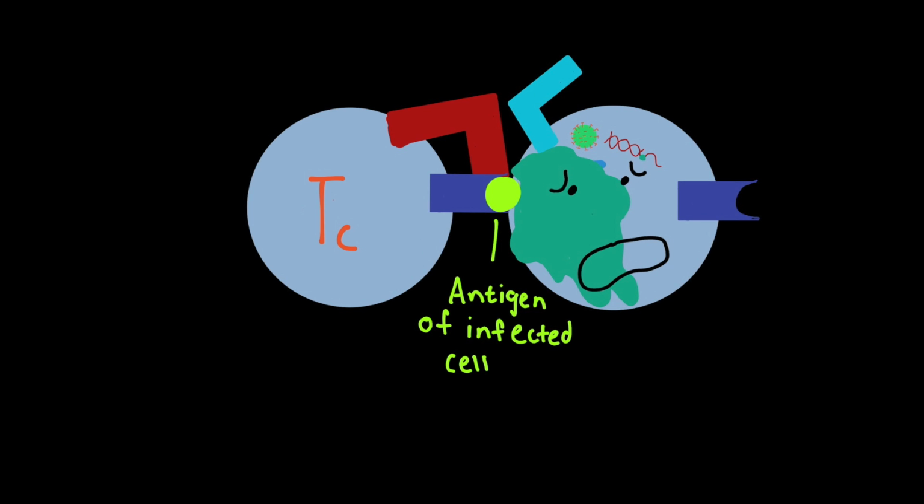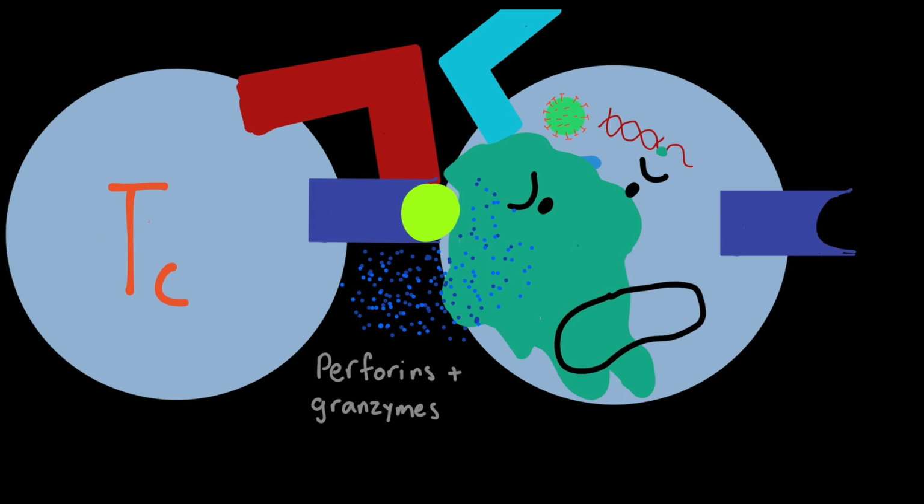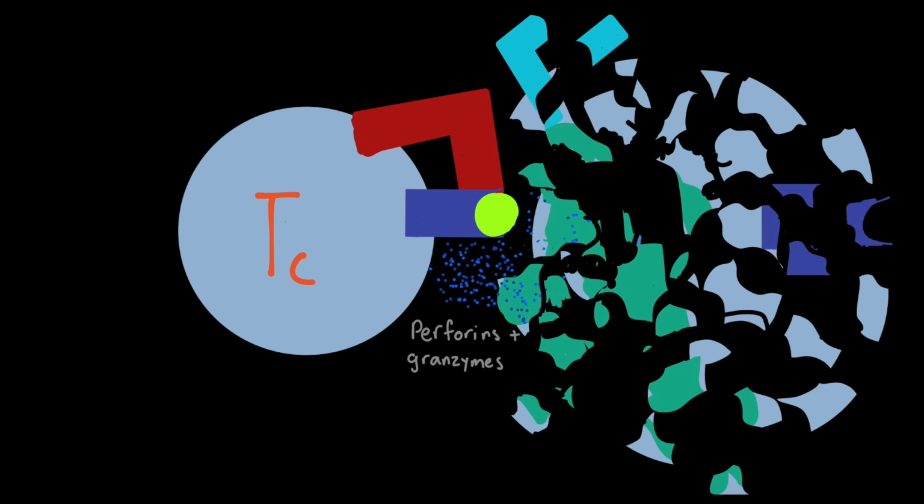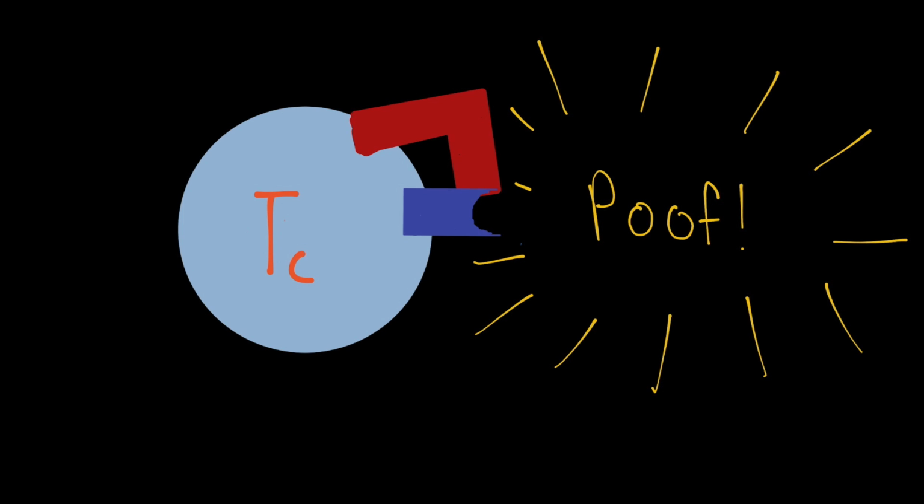After recognizing the antigen of an infected cell, cytotoxic T cells will release a burst of chemicals aimed at killing the infected or cancerous cell. These chemicals include perforins and granzymes, which result in apoptosis of the target cell. The cytokine tumor necrosis factor has a similar effect on the target cell.